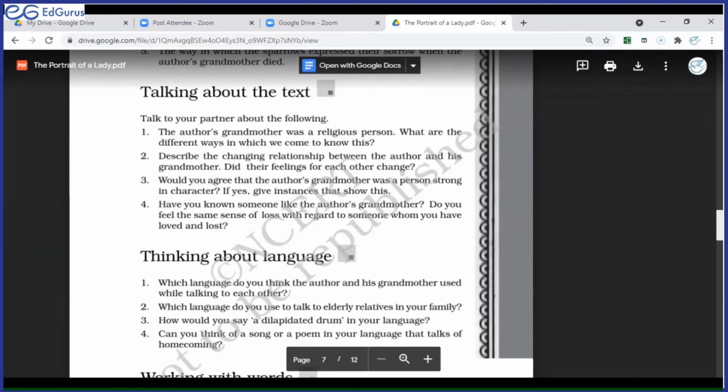Yes, children, after the rooms were separated, there was no communication between the two. But it does not mean that they did not have feelings for each other. Both the grandmother and the author kept on loving each other fondly. This is what is reflected when he was going abroad.